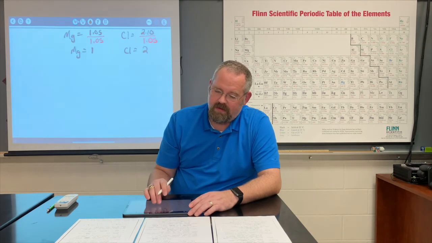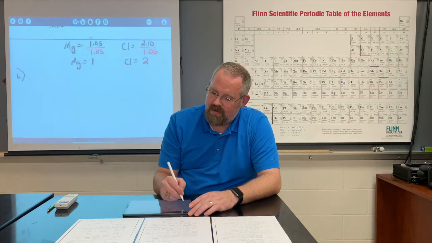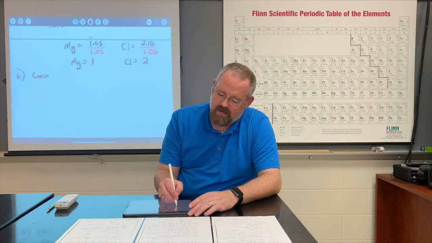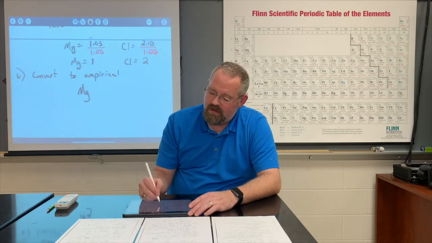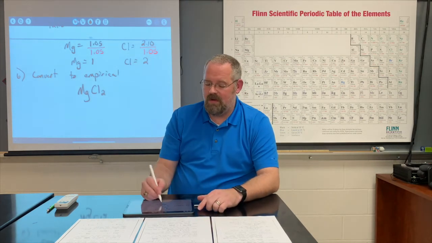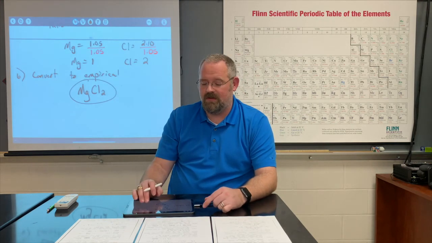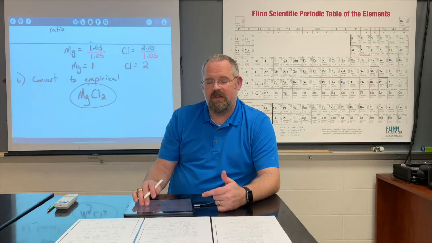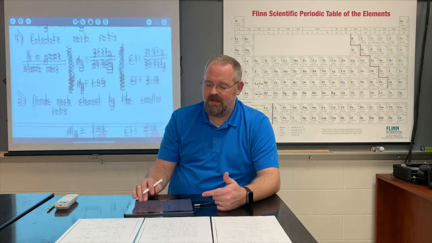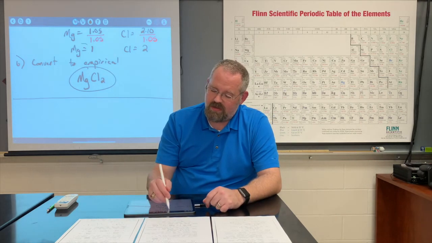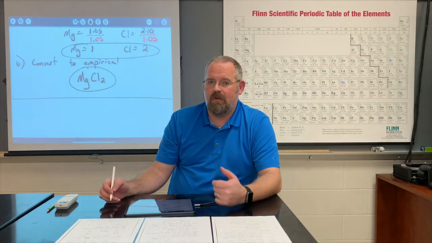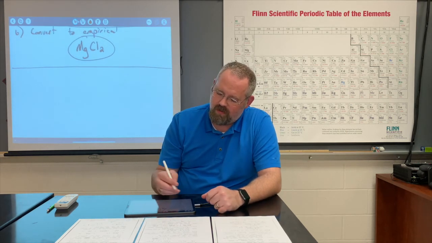Okay, now step 6, convert to empirical, which is Mg1Cl2. And that is my answer. That is 74% chlorine and 25% magnesium, MgCl2. All right, now sometimes these ratios here don't come out in perfect whole numbers. So let me do one more example here.